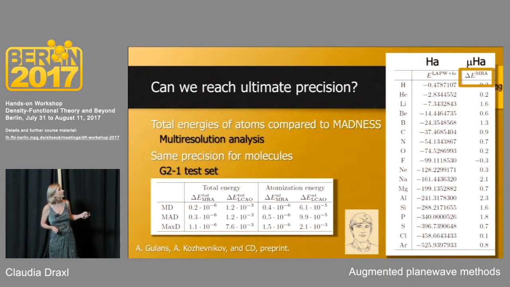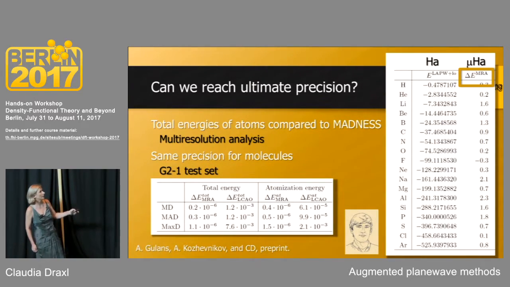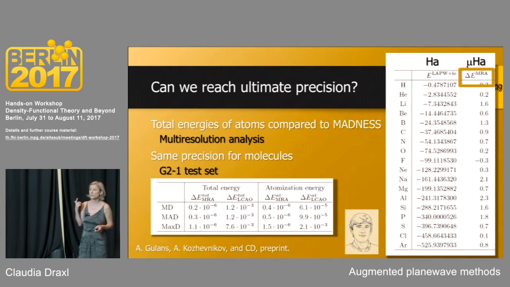Actually, I can show you here the results summarized for the G21 test set. Total energy compared to also LCO, which gives you the same precision here. For total energies, you see here for molecules, LCO is not so precise anymore, but there is basically no difference again between this multi-resolution analysis and our LAPW method. So it means for atoms and for molecules, we are pretty sure that we can solve the problem.